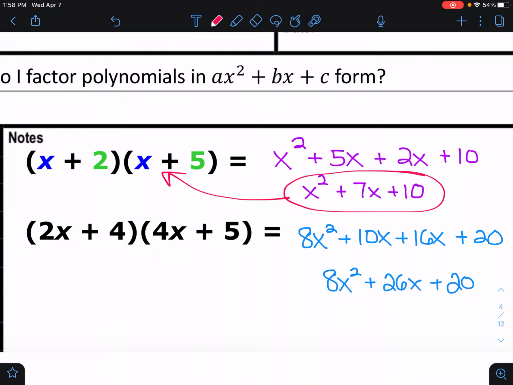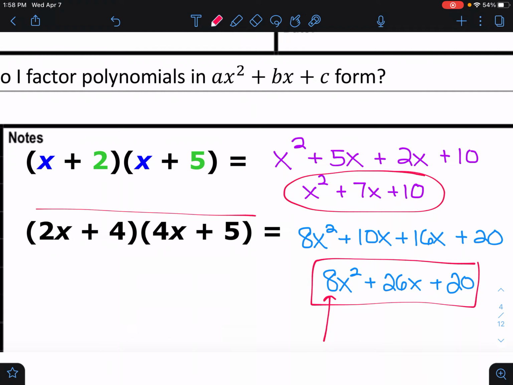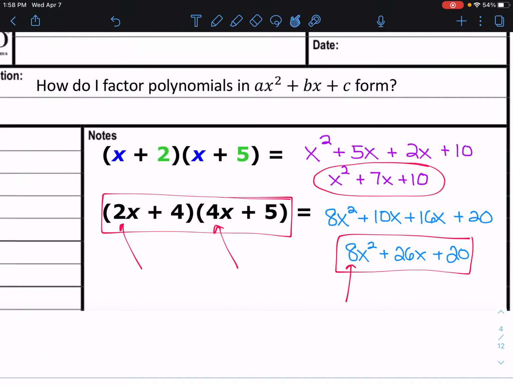Now today what we're going to do is start with something that has a number in front of the x term, like this one has an 8. Now you'll notice when we go back to here, it's going to look a little different. Notice there's numbers in front of the x terms now, and so this makes it a little bit more challenging. So how do we do this?